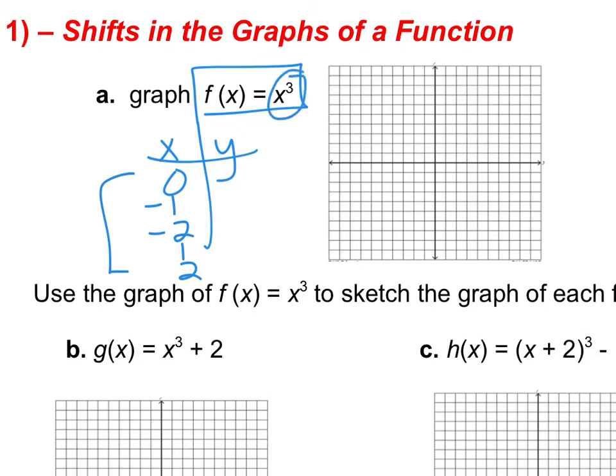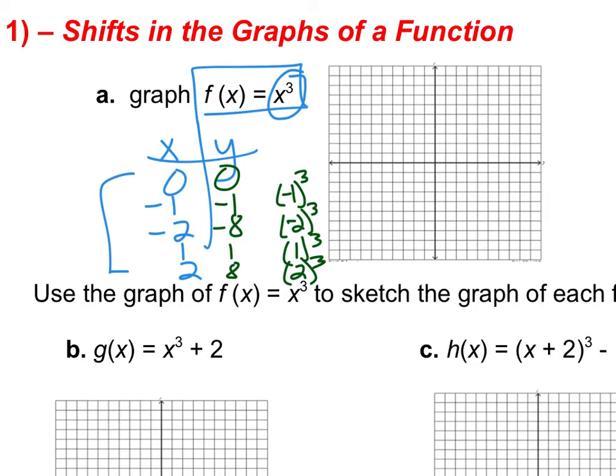So 0 to the third power, and you can type these on your calculator too, is just 0. Negative 1 to the third power is negative 1. Negative 2 to the third power, make sure if you use your calculator that you are using parentheses around these, that is important, is negative 8. Positive 1 to the third power is still 1, and 2 to the third power is positive 8. So this will give us a good idea of what points we can use and then shift.